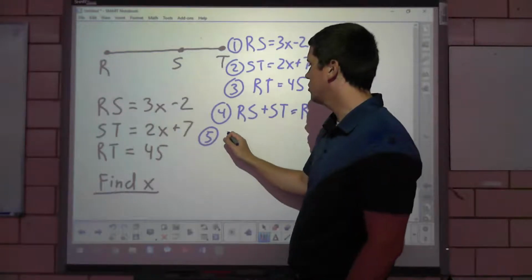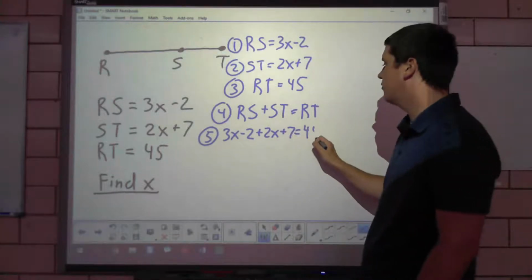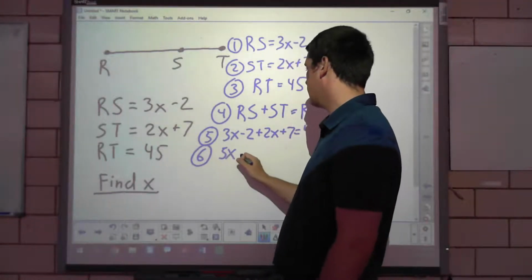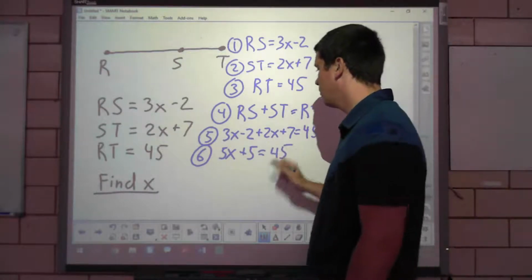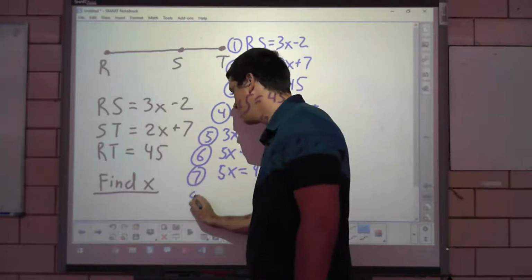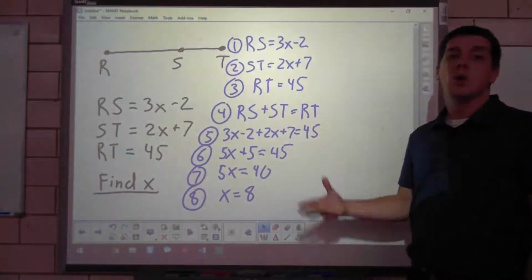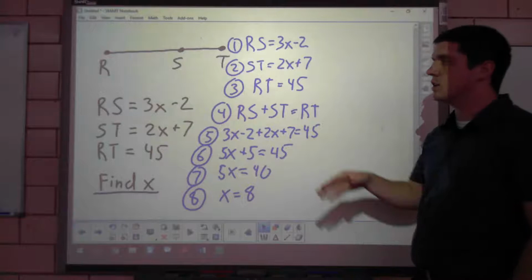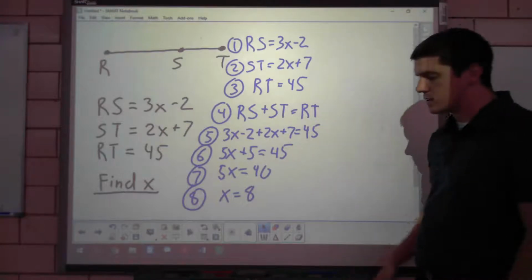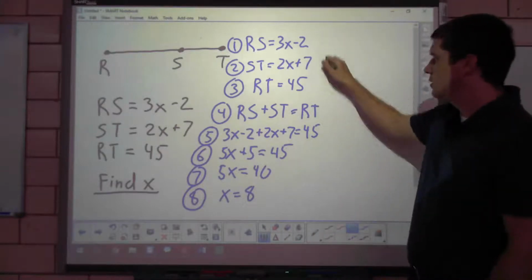Line 5 should be 3x minus 2 plus 2x plus 7 equals 45. Line 6 should be 5x plus 5 equals 45. Line 7, 5x equals 40. Line 8, x equals 8. So with that, what I want you guys to do is compare, see if you did that right. And if you did mess up, go back, look at your reasons. See if you came up with the proper reasons for all of these things. So go ahead and pause. All right, now that you're back, let's go ahead.